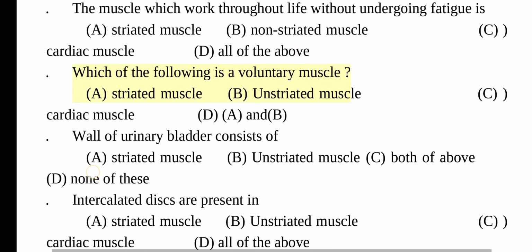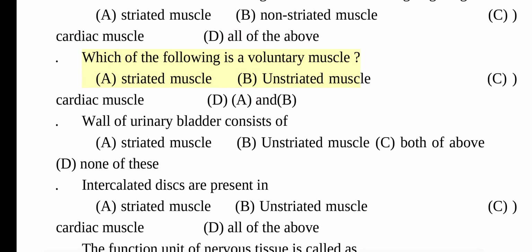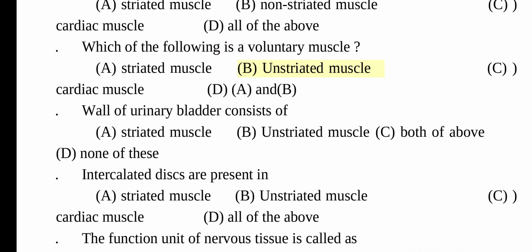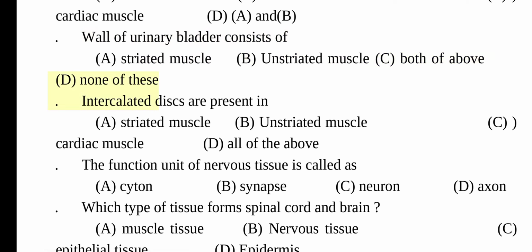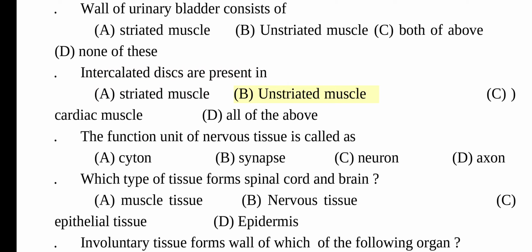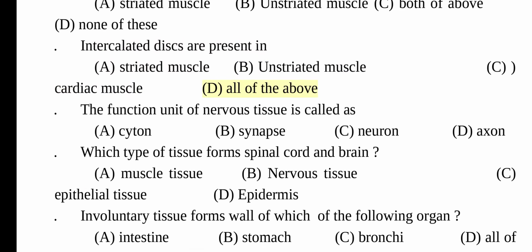4. Which of the following is a voluntary muscle? A. Striated muscle. B. Non-striated muscle. C. Cardiac muscle. D. A and B. 5. Wall of urinary bladder consists of A. Striated muscle. B. Non-striated muscle. C. Both of above. D. None of these. 6. Intercalated discs are present in A. Striated muscle. B. Non-striated muscle. C. Cardiac muscle. D. All of the above.